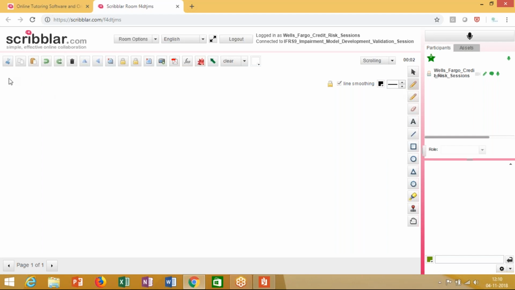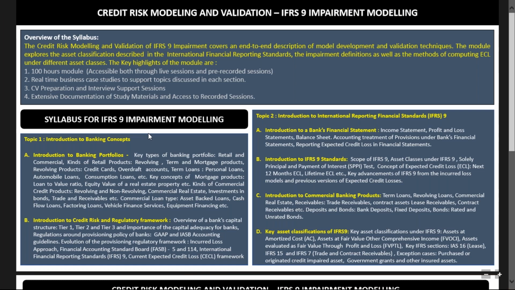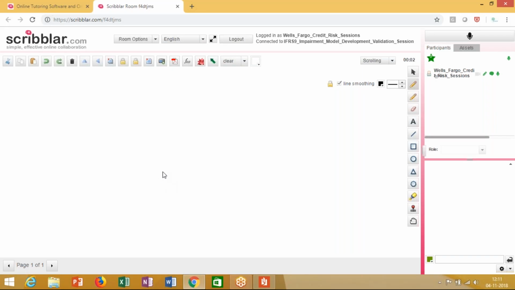Fine. So over here, just to get started, as per the syllabus, topic 1 starts with introduction to banking concepts. However, the discussions that we take up from here would mostly be aligned to talking about provisions, right? Now, before we move on to provisions, let's start understanding.